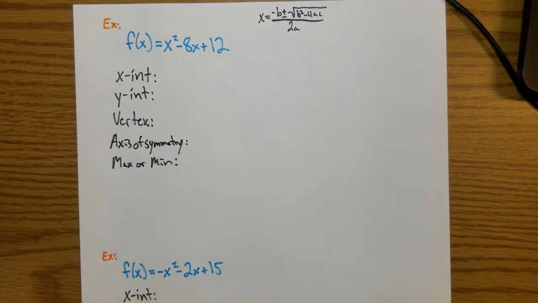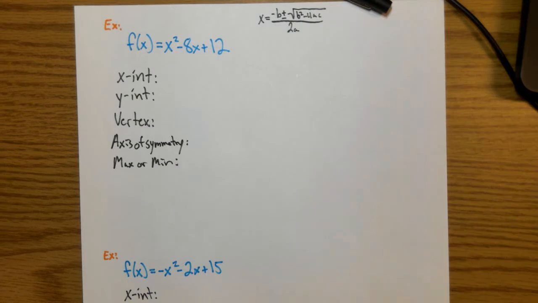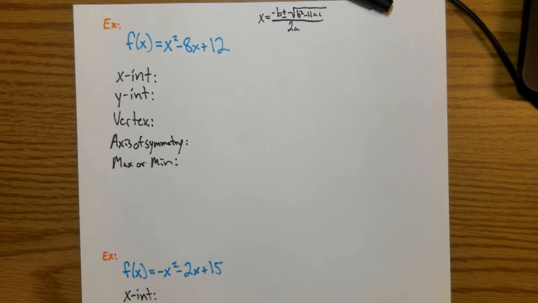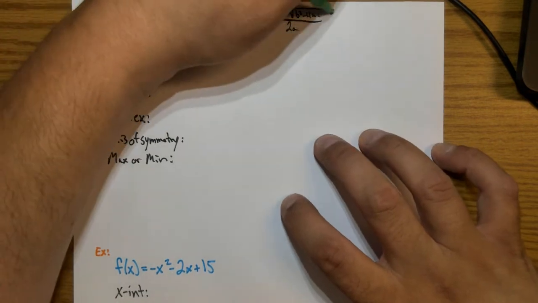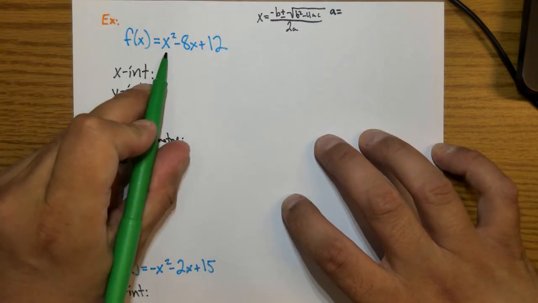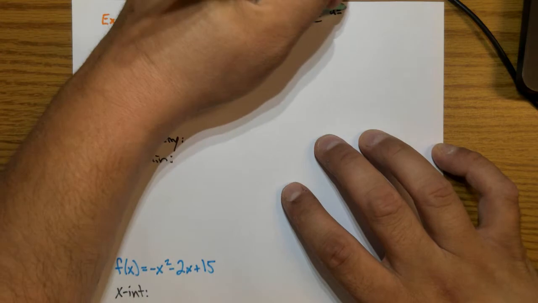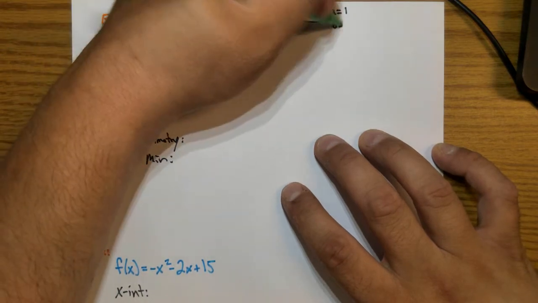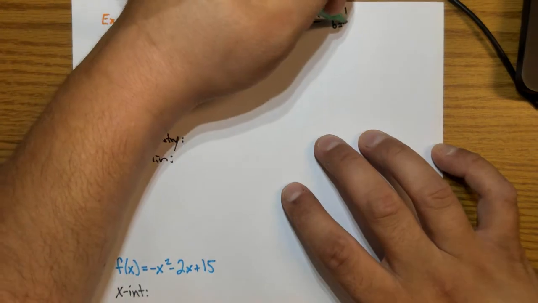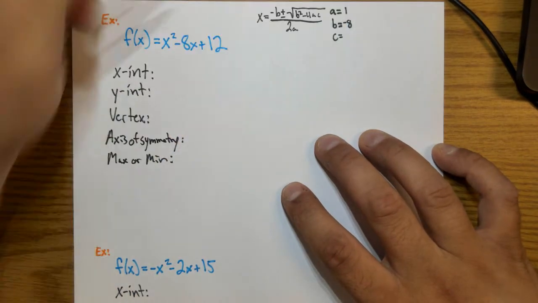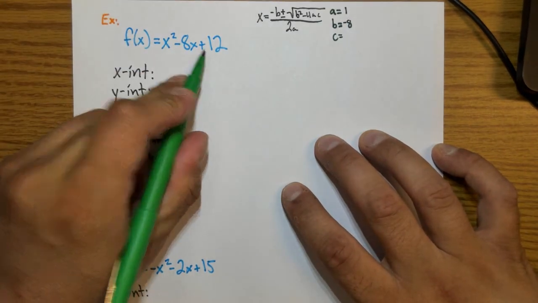So first, when finding the x-intercepts, we want to define our a, b, and c, if you recall. So our a is the coefficient of the x squared term, so that's 1. b is the coefficient of the x term, that's negative 8. Be careful with that negative there. There is a negative. And then c is the constant term. That's 12.